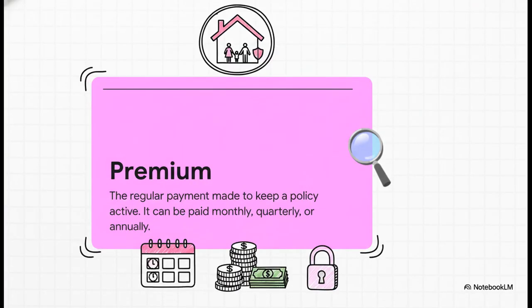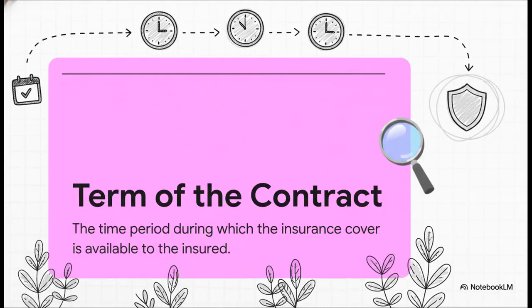The easiest way to think about this is like your subscription fee. It's what you pay, maybe monthly, quarterly, or once a year, just to keep your insurance policy active. And trust me, this is key because if you stop paying, well, that's where the trouble can start. And then there's the term. This one's super simple. It's just how long the policy lasts. It's the period of time your coverage is actually in effect, whether that's for 10 years, 20 years, or maybe even 30.